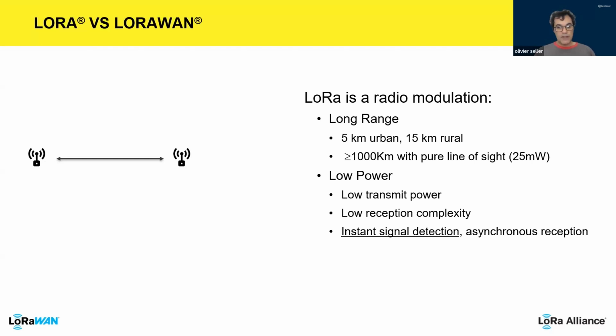And last but not least, we have this instant signal detection property, which allows for asynchronous reception. This property means that whenever a receiver is actively looking for signals, actively listening to the channel, if there is a signal, it will detect it instantly, well, with a very short delay. There's no need to synchronize in frequency. There's no need to synchronize in code phase. So it's completely asynchronous. And this property will be used in several places by the LoRaWAN protocol.